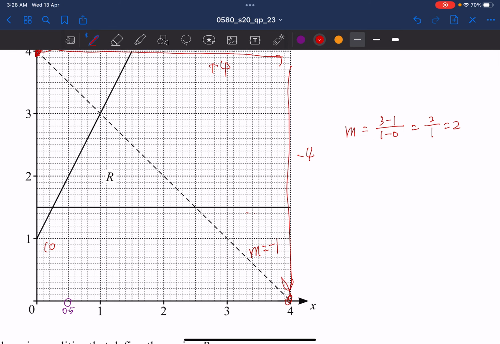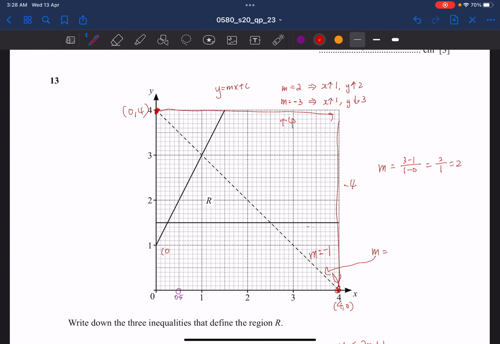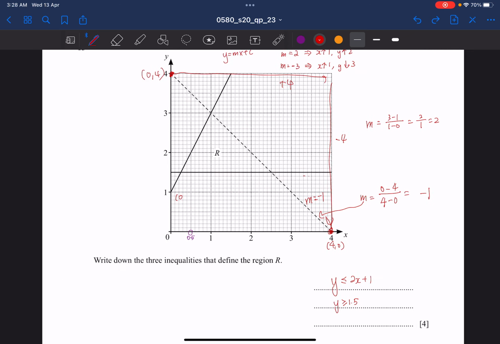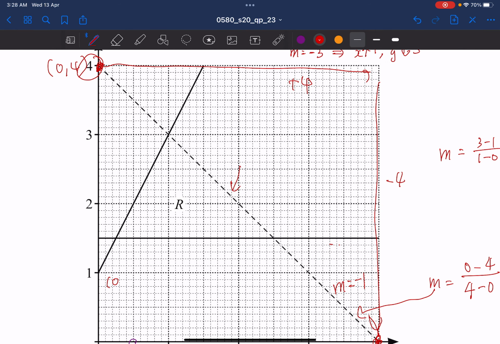Or we can use the formula. This point is (4, 0) and this point is (0, 4). Using the formula, y2 minus y1 over x2 minus x1, it is -1, which is the same as what we did just now. So the gradient of this line is -1 and it passes through 4. So we call it y equals mx plus c, where m is -1, so -1 times x is -x, plus c, 4.